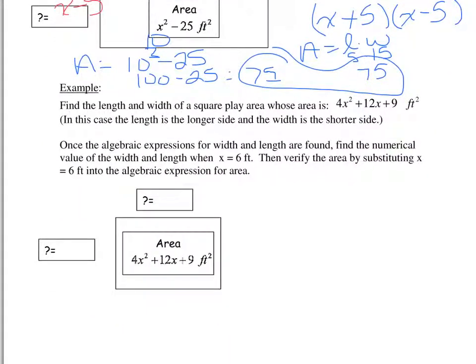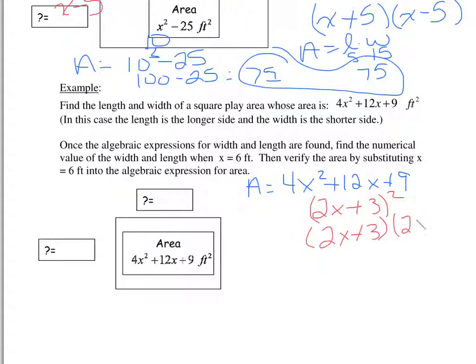Find the length and width of a square play area whose area is 4x squared plus 12x plus 9. The length is the longer side and the width is the shorter side. If it's a square, I don't see how one could be longer and shorter, but we'll see when we factor it. So we're going to start with an area of 4x squared plus 12x plus 9. And this is a perfect square trinomial. If you remember the perfect square here and here and the plus sign here, if you remember that form, you will know that this becomes 2x plus 3 squared, which is 2x plus 3 times 2x plus 3.